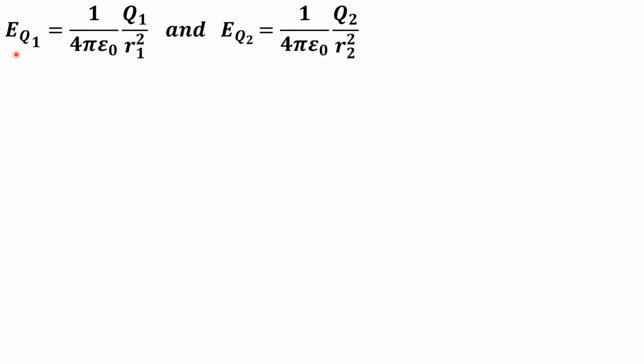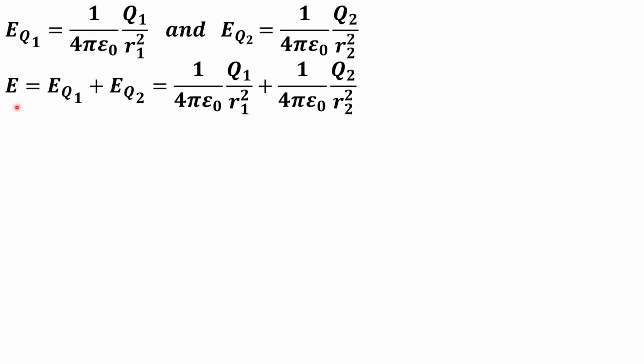So now at this level, we are done with our analysis. Let us move straight into calculations. The very first thing to notice here is that EQ1 is equal to 1 over 4 pi epsilon 0 Q1 on R1 squared, and EQ2 is equal to 1 over 4 pi epsilon 0 Q2 on R2 squared. E, the net electric field strength, is given by the sum of EQ1 and EQ2. So if you take these two quantities and you sum them up, you are going to obtain 1 over 4 pi epsilon 0 Q1 on R1 squared plus 1 over 4 pi epsilon 0 Q2 on R2 squared.